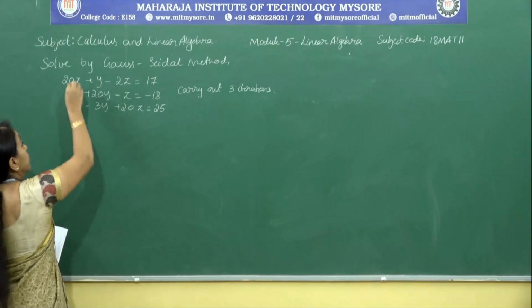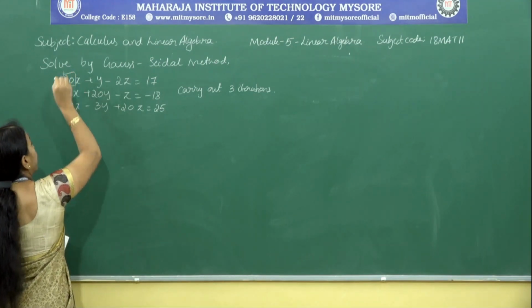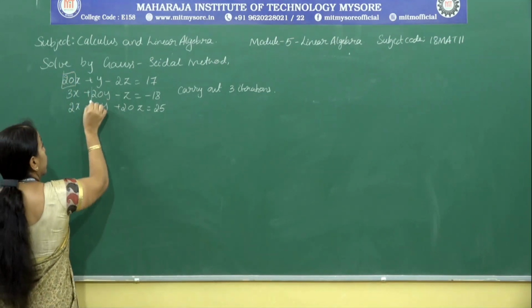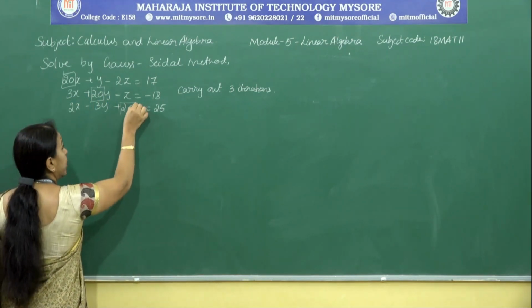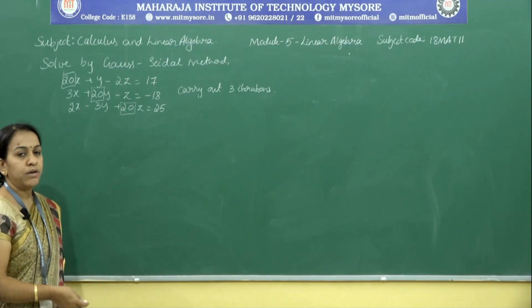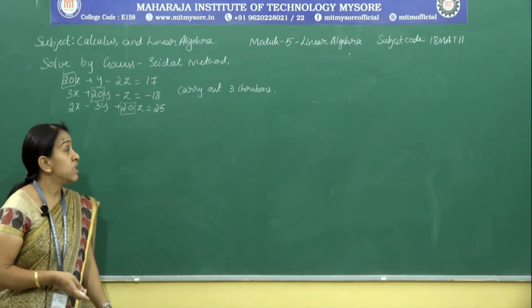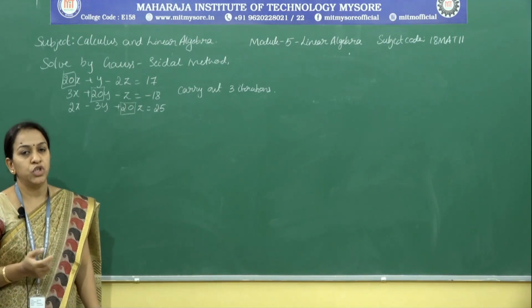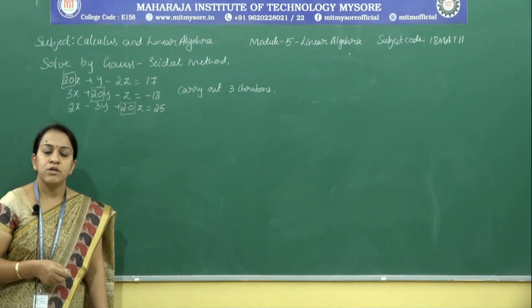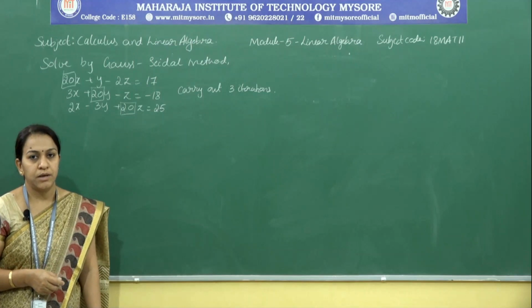Yes, we have. So we have the coefficient of x as 20 here, the coefficient of y is 20, and the coefficient of z in the third equation is 20. Yes, we have the system of equations with the diagonally dominant elements of the coefficient matrix A. So I can solve using the Gauss-Seidel method, right.